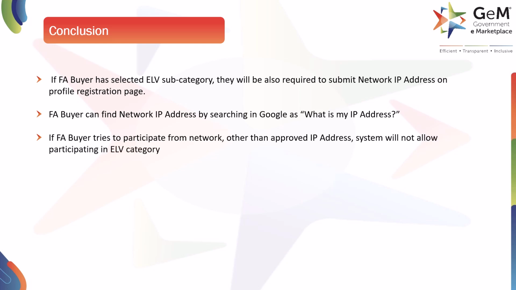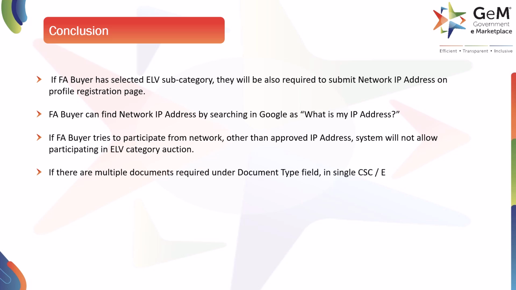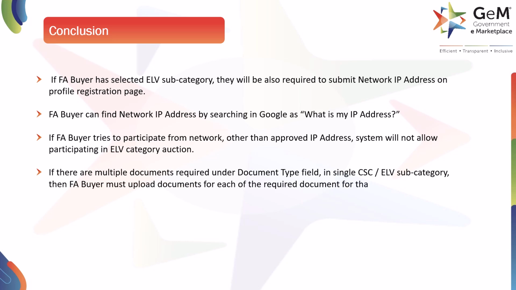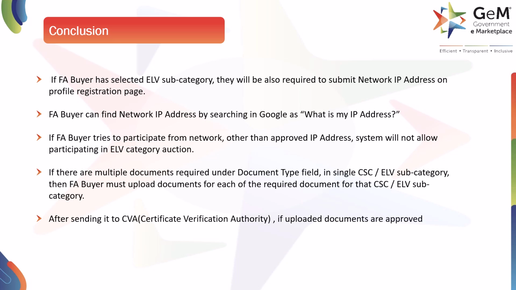If there are multiple documents required under the document type field in a single CSC, ELV subcategory, then the FA buyer must upload documents for each of the required documents for that CSC, ELV subcategory. After sending it to CVA, Certificate Verification Authority, if the uploaded documents are approved by CVA, then only the FA buyer will be able to participate in the respective CSC, ELV category auctions.